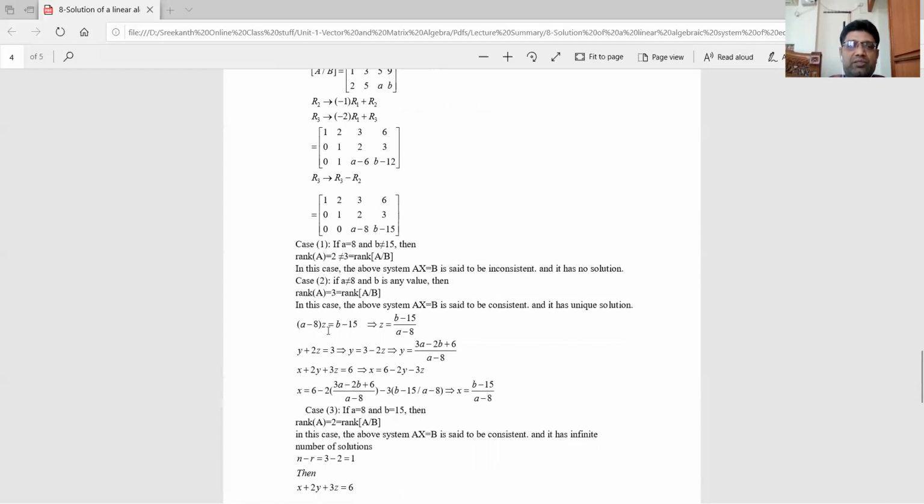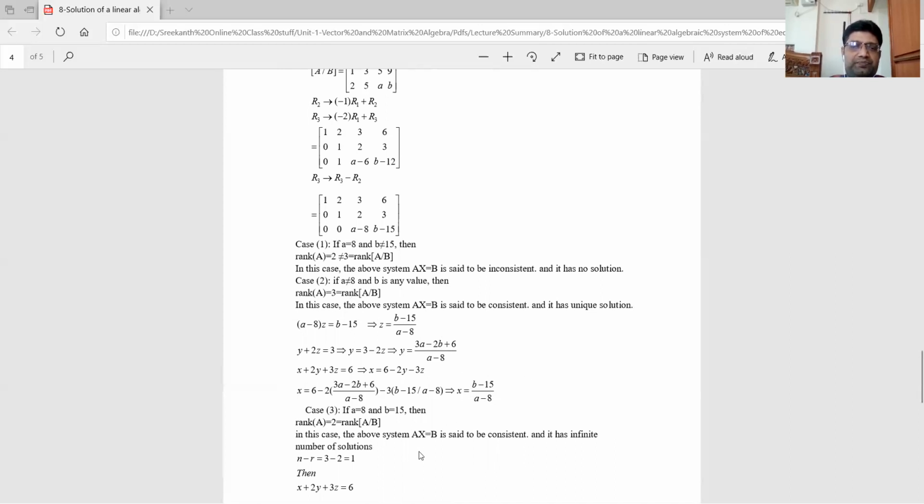So (A minus 8) times Z is B minus 15. So Z is (B minus 15) by (A minus 8). Similarly, Y plus 2Z equals 3. From that, Y is calculated, and from x plus 2y plus 3z equals 6, X is also calculated. So if you choose A and B any value, with A not equal to 8, you will get a solution.